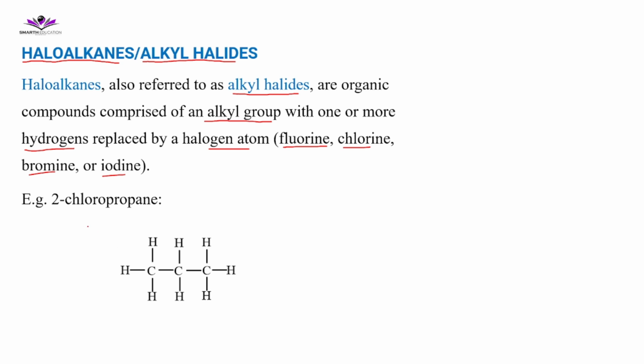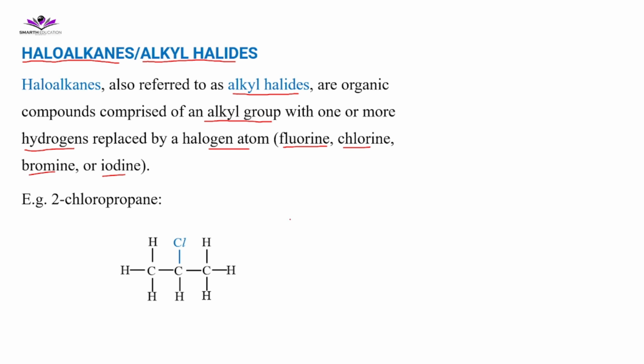Let's look at this situation here. We have 2-chloropropane. If you check here, this hydrogen is replaced by a halogen, which is chlorine. Now this becomes a halogenoalkane, or you can say a haloalkane, or you can say an alkyl halide. These are haloalkanes. One hydrogen, or even two hydrogens, or even three hydrogens are replaced by a halogen atom.